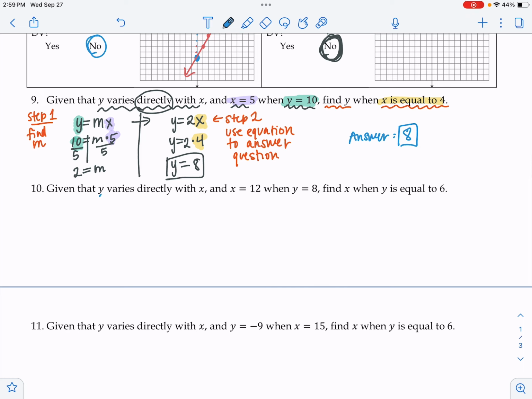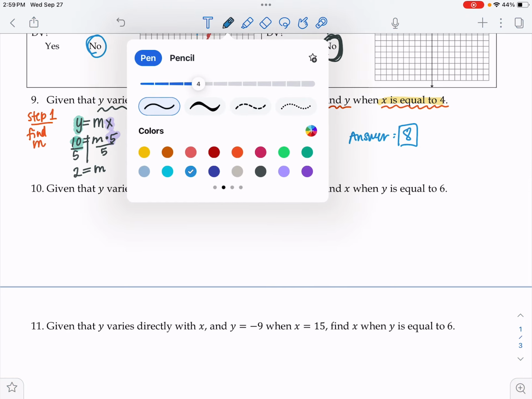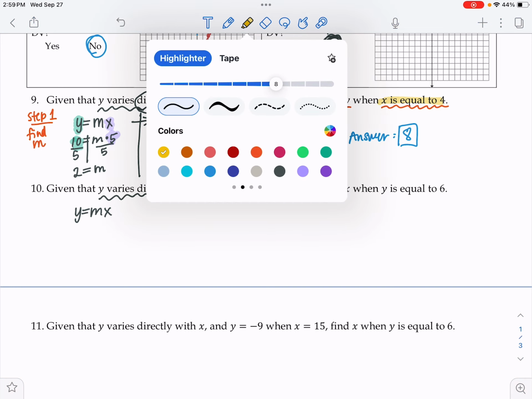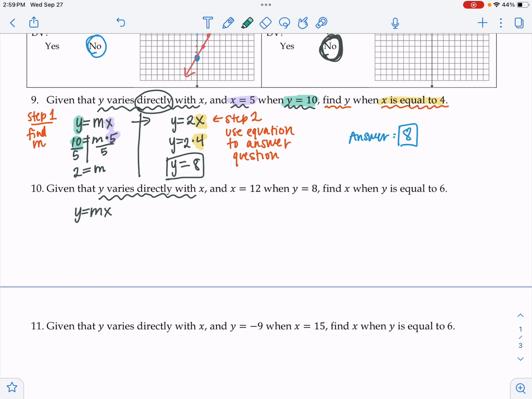Okay, number 10 says y varies directly with x. And so immediately I know my equation is going to look like y equals mx. And y equals 8 when x equals 12. So we're going to fill those in for x and y so that we can solve for m. So we've got 12 for the x and 8 for the y.